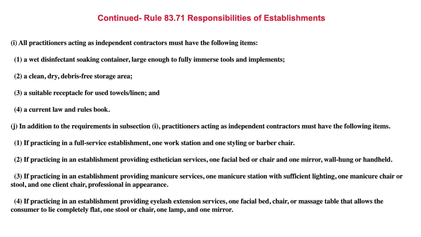J. In addition to the requirements in subsection I, practitioners acting as independent contractors must have the following items. 1. If practicing in a full-service establishment, one workstation and one styling or barber chair. 2. If practicing in an establishment providing esthetic services, one facial bed or chair, and one mirror, wall hung or handheld. 3. If practicing in an establishment providing manicure services, one manicure station with sufficient lighting, one manicure chair or stool, and one client chair professional in appearance. 4. If practicing in an establishment providing eyelash extension services, one facial bed or chair or massage table that allows the consumer to lie completely flat, one stool or chair, one lamp, and one mirror.